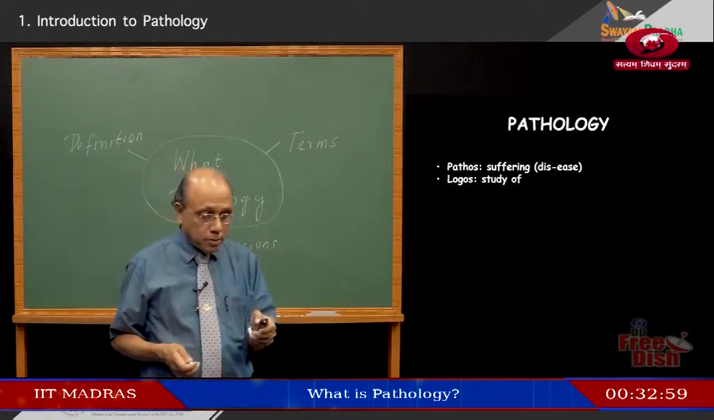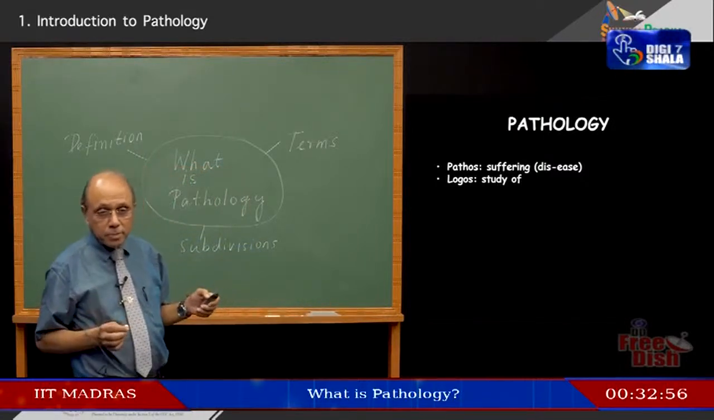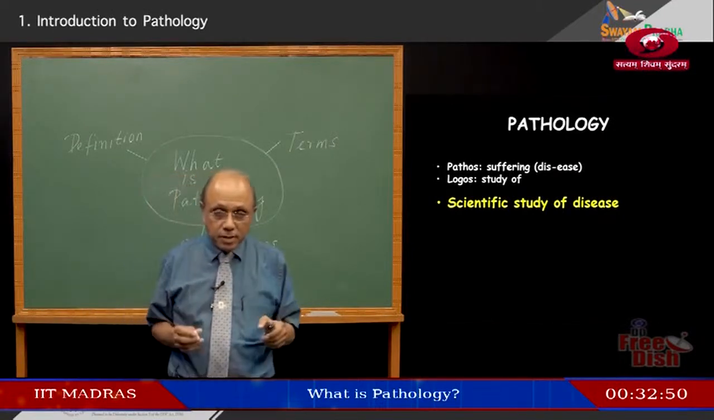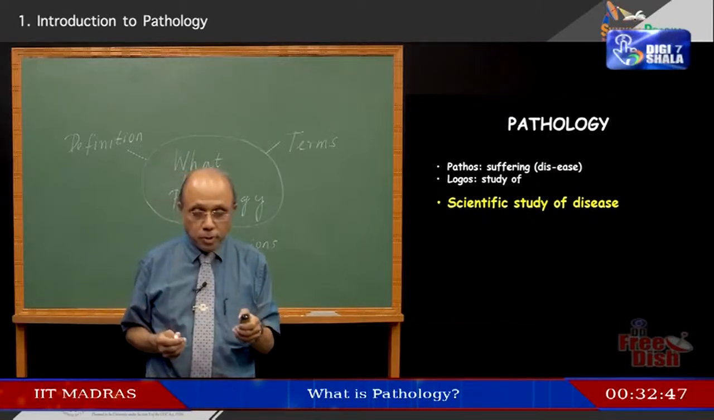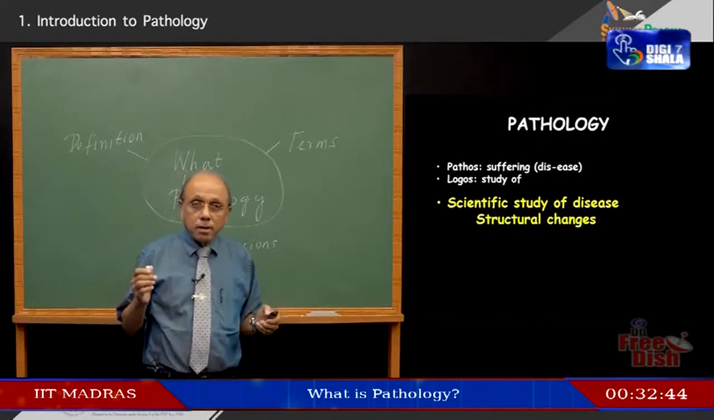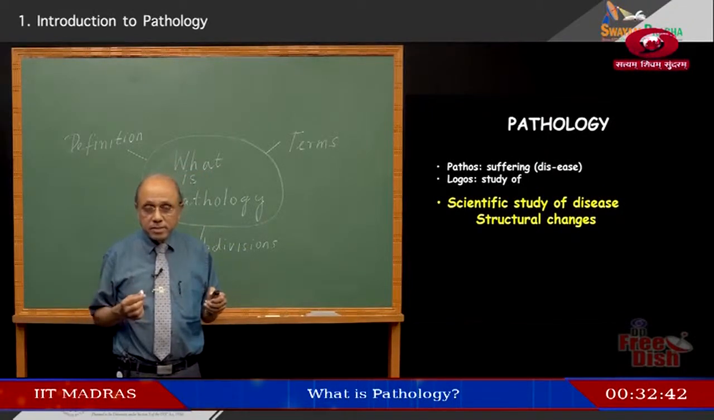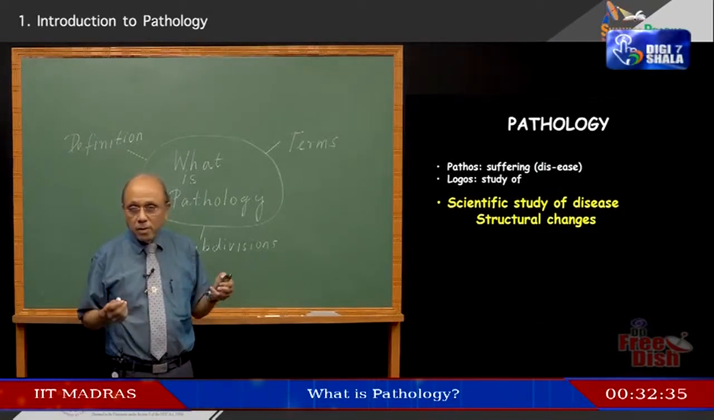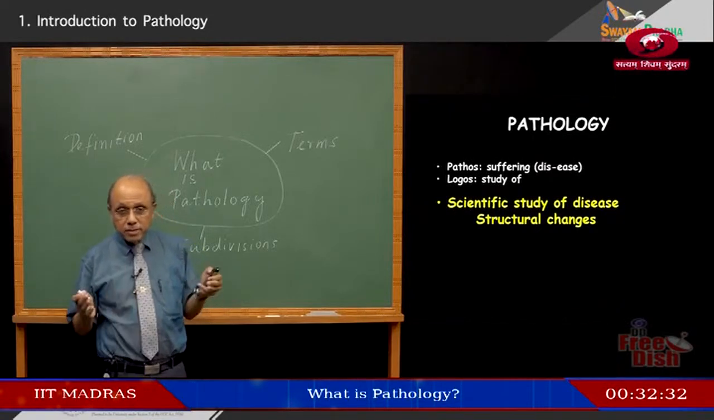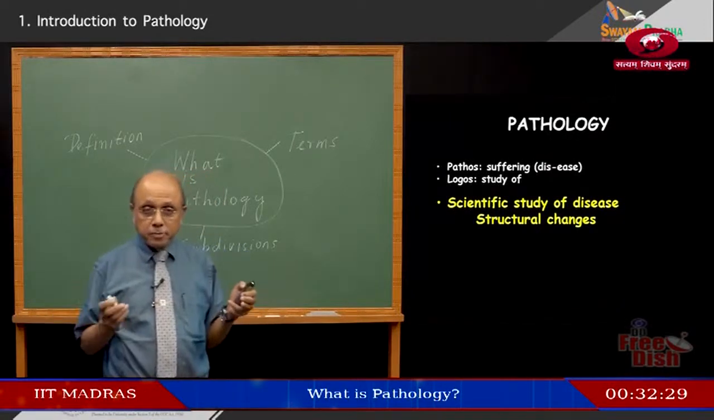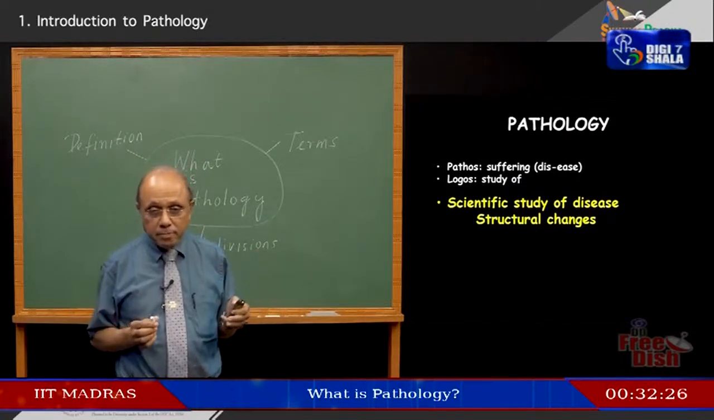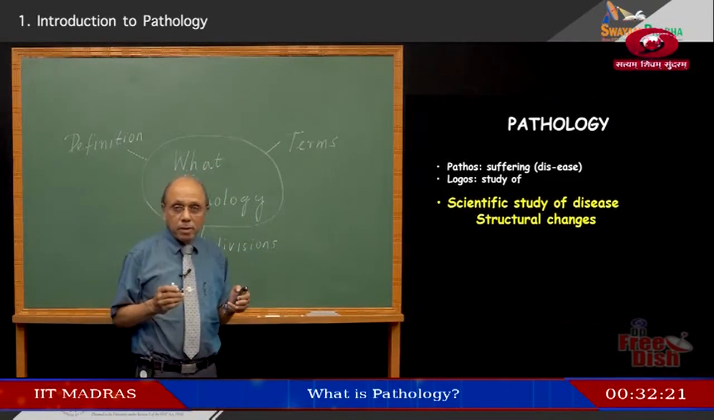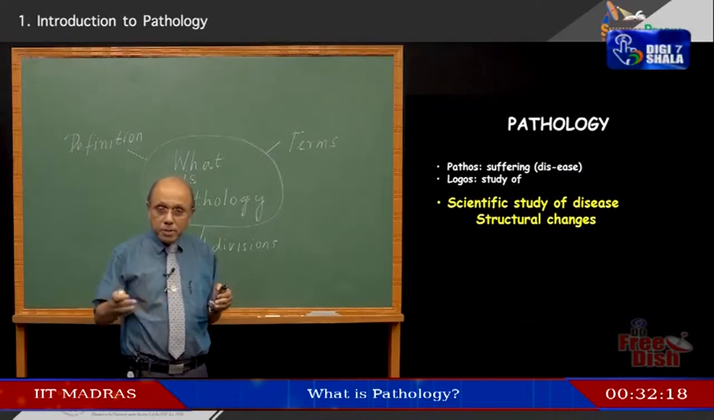Now, this is a very broad definition, but more specifically when we look at pathology, it is a scientific approach to the study of disease. And what does that mean? Scientific approach means structural changes. What structural changes can happen in organs when it is diseased? A large part of pathology will be looking at those changes that happen in the anatomy and the physiology. That is, the anatomy gone wrong, the physiology gone wrong is pathology.